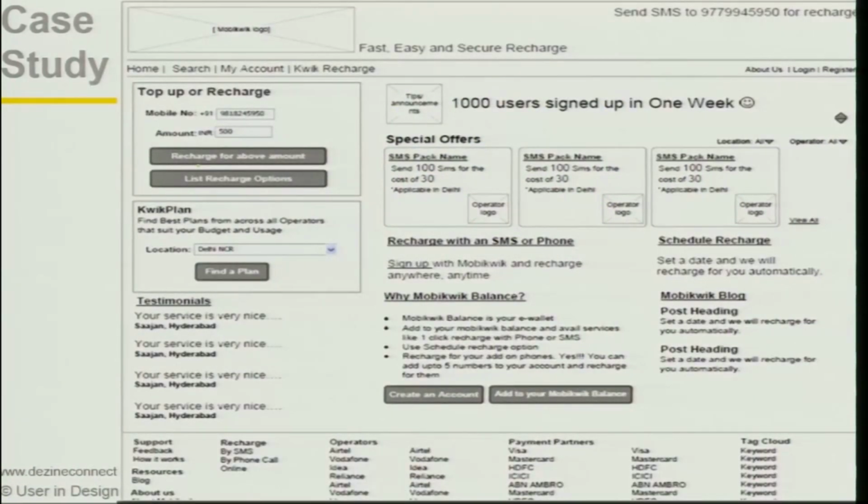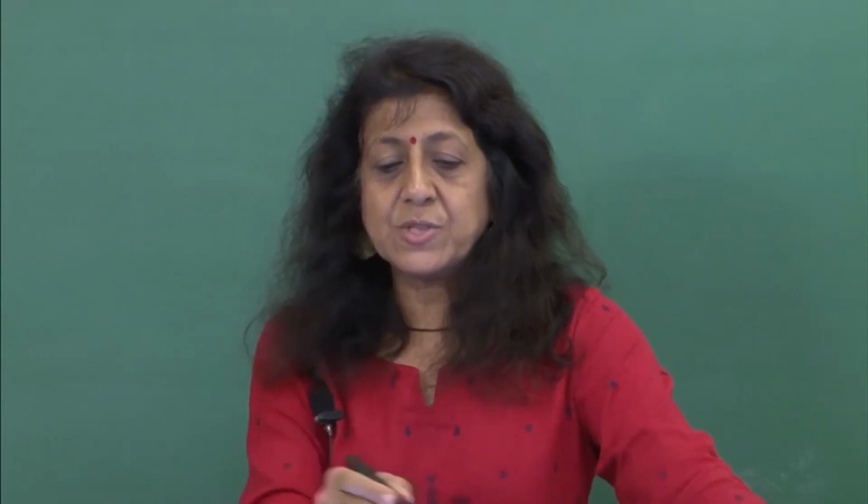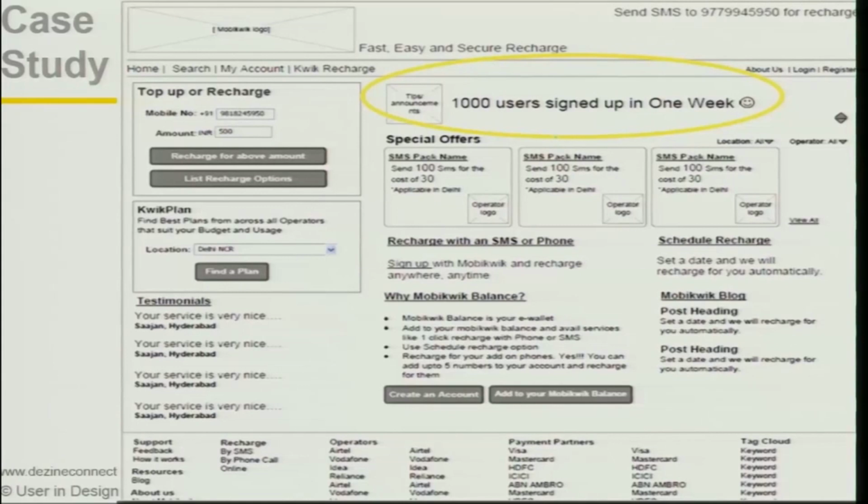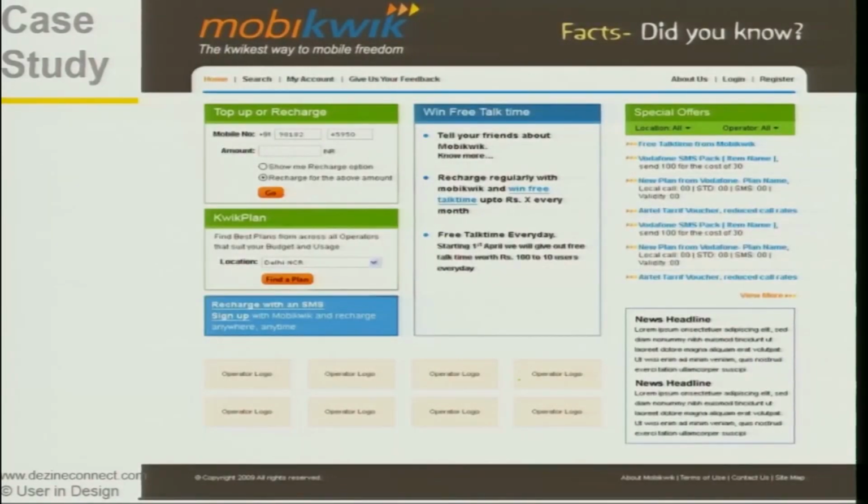Then after that, they felt that this information, how many people have signed up, was important. Remember, it was a totally new service at that time, so it was very important for them to be able to convey how many users have signed up. And so this acquired even more prominence up there. And then recharge with an SMS or phone also came in. Everything that is being changed or introduced is an outcome of usability testing.